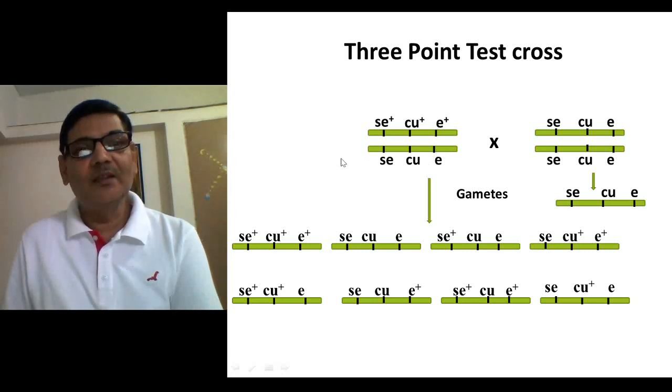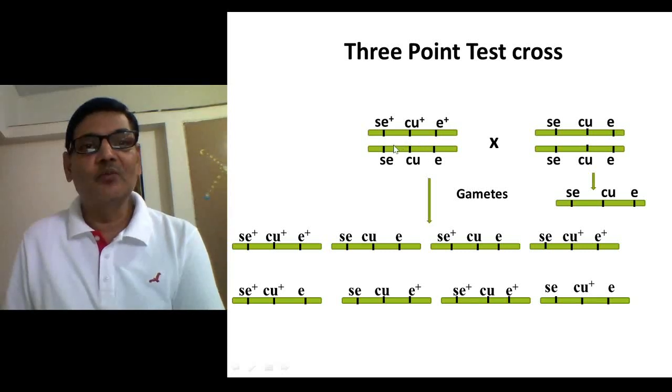But there will be another situation, and that will be double crossing over. That is, crossing over may occur between SC and CU, and then again it may occur between CU and E. So if crossing over occurs at both places, then what will happen?